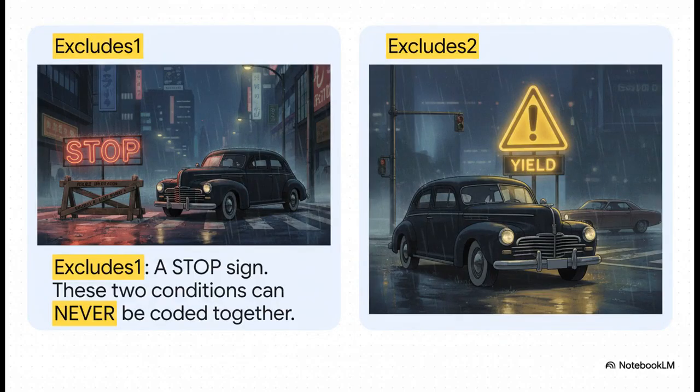The tabular list also has these excludes notes, and they are critical instructions. The easiest way to think about them is with road signs. An excludes one note is a hard stop sign. It means the two conditions listed can never, ever be coded together, period. Excludes two, on the other hand, is like a yield sign. It's just telling you that a certain condition isn't included here, but it's not a contradiction. If the patient has both, it's totally okay to add a second code to tell the whole story.